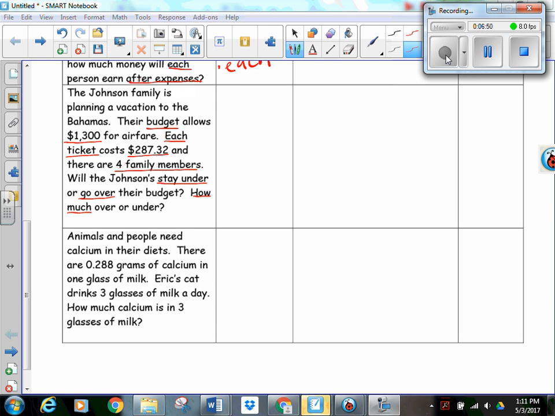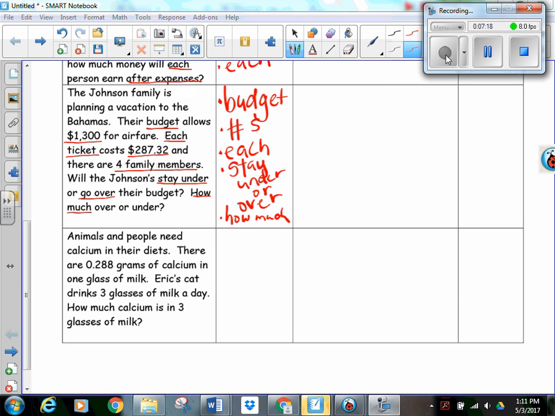So for keywords, I'm going to put budget. Other keywords, the numbers, as well as each. And then I'm going to put stay under or over. Whoops, over. And then how much?